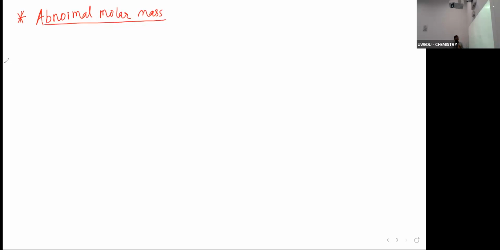When we calculate the molar mass of NaCl using colligative properties, we get something else: we get 29.25. For acetic acid, we get 120. How? Because of this association and dissociation concept, and that's why we get this abnormal molar mass. Okay. And here the concept comes, which is the Van 't Hoff factor.